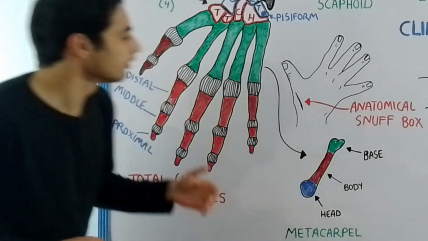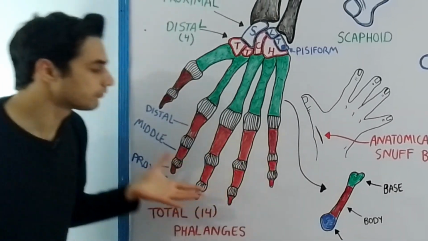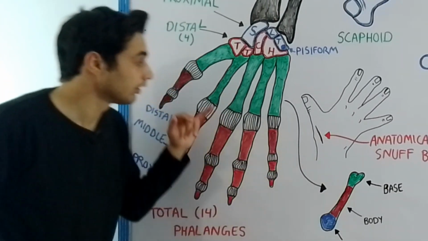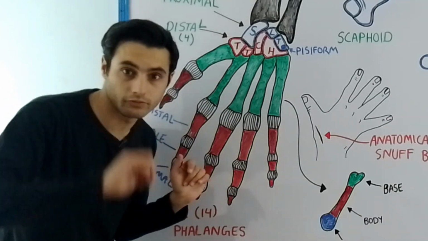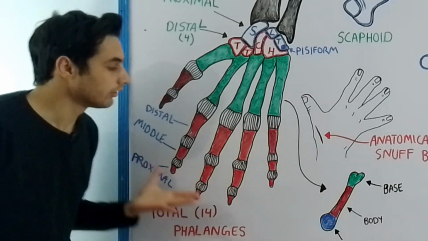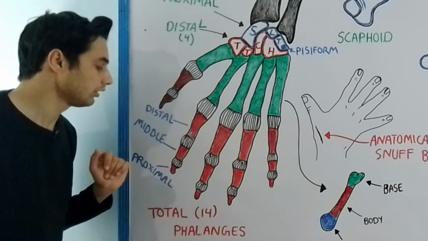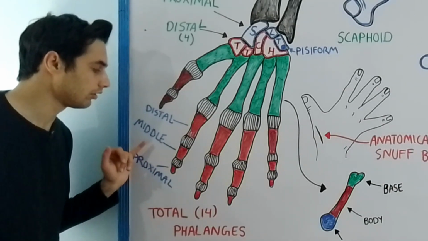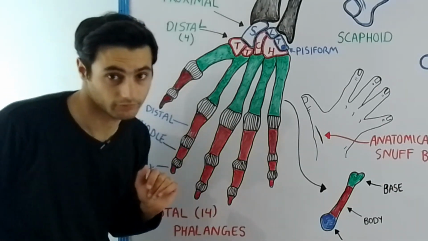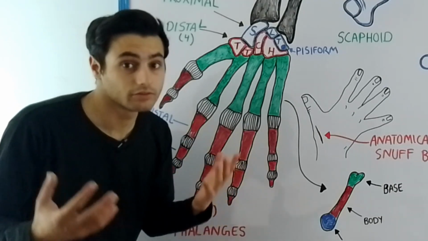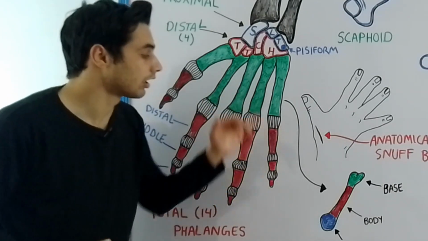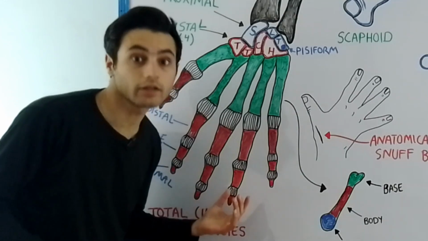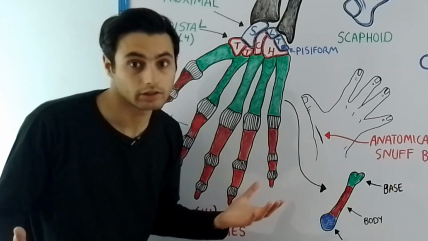Now, the phalanges consist of 14 bones. The thumb only has 2 phalanges, but the other fingers have 3 phalanges: the proximal, middle and the distal phalanx. Their anatomy is very similar to the metacarpal bones, consisting of the head, the body and the base.